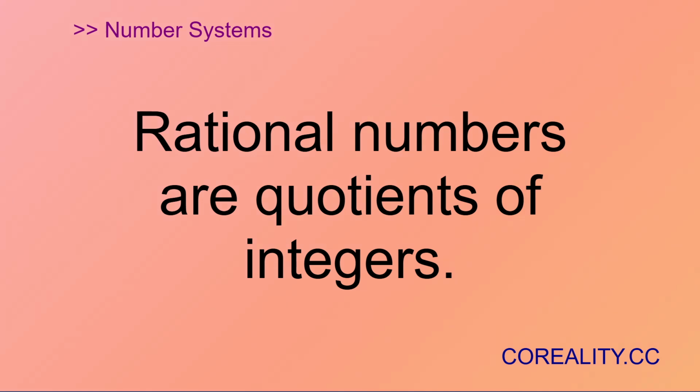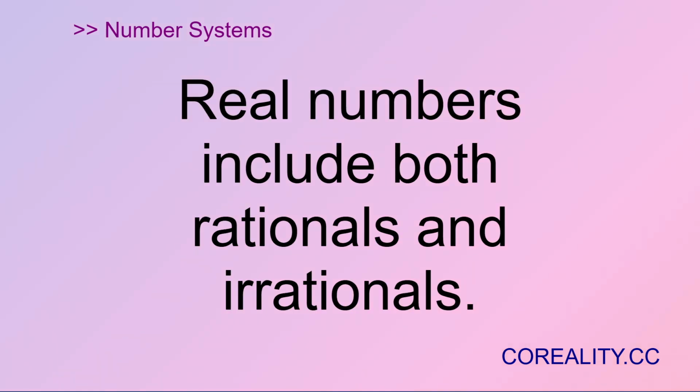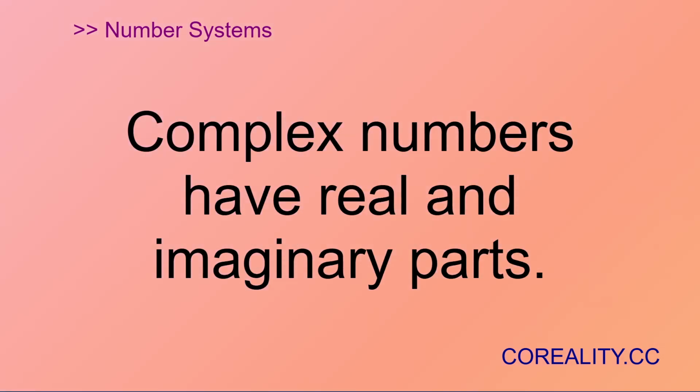Rational numbers are quotients of integers. Irrational numbers cannot be expressed as fractions. Real numbers include both rationals and irrationals. Complex numbers have real and imaginary parts.